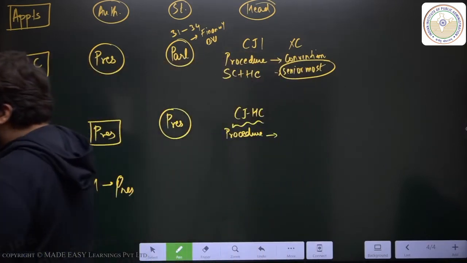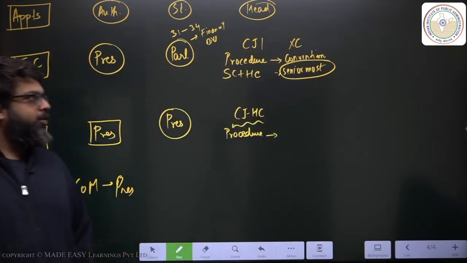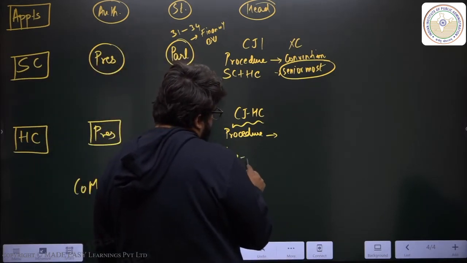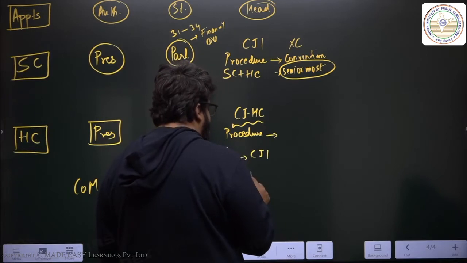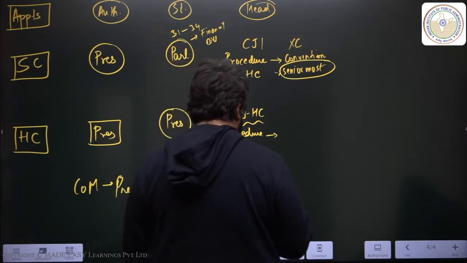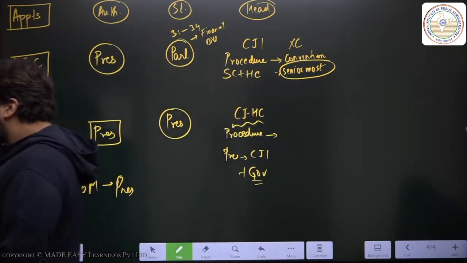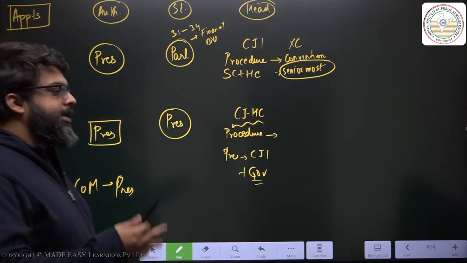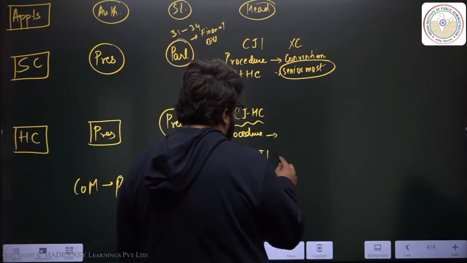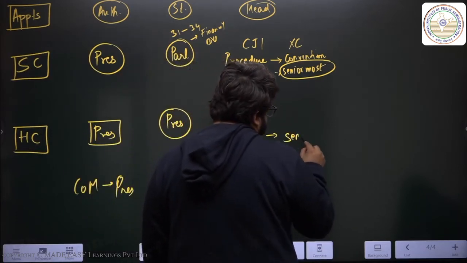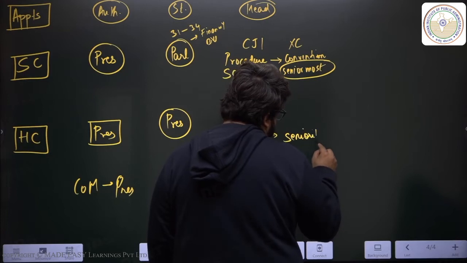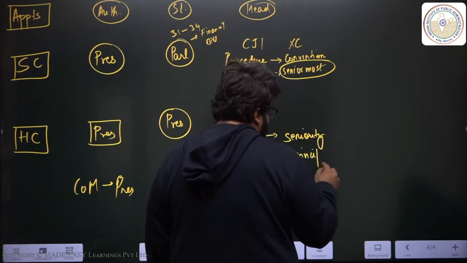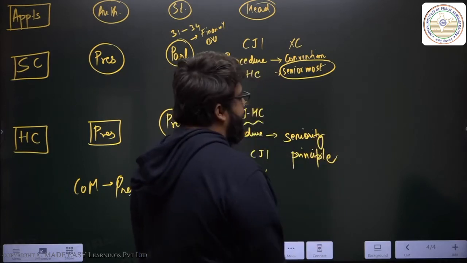Again, with respect to the Chief Justice of High Court, the President will consult the Chief Justice of India and the Governor of the state, which again is rule number 2, as the Governor is appointed by the center and works as per central direction. But the convention is that this is a seniority principle. Okay, a simple seniority principle.